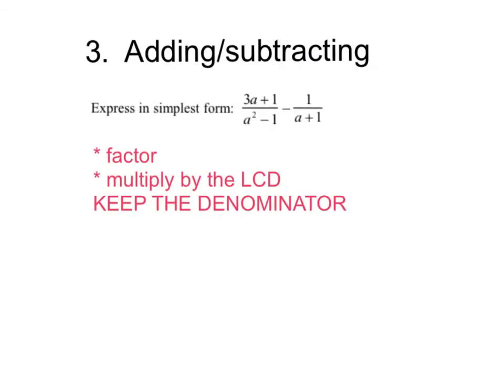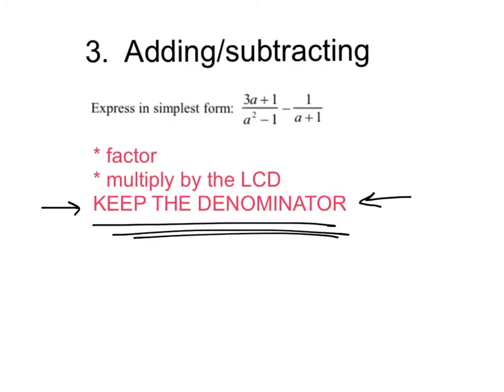Adding and subtracting. So again, I just want to go over the 3 main ideas. We're going to factor our denominators first if we have to, multiply by the least common denominator, and most importantly, this is the one and only time where we actually keep the denominator. When you add or subtract fractions, your final answer still has to be a fraction.